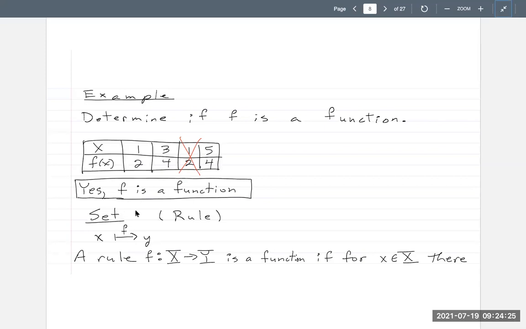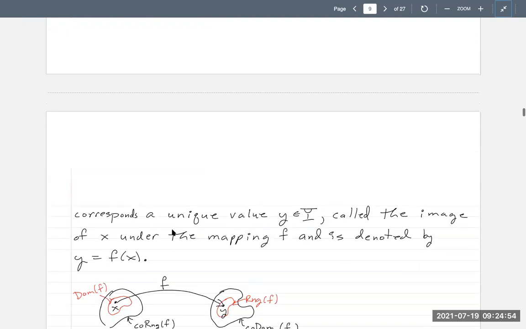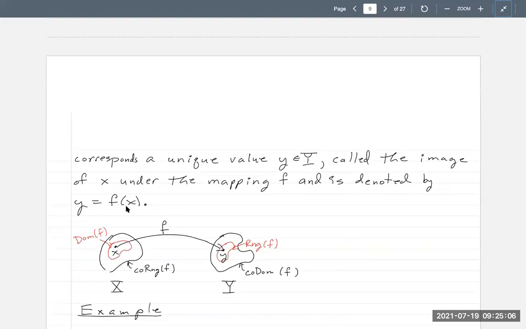Next, let's look at how you find these using a rule. And so I have here that x is mapped to y according to this rule f. A rule f mapping the set X into the set Y is a function if for every x in the set capital X, there corresponds a unique value y in capital Y called the image of x under the mapping f, and is denoted by y equals f of x.